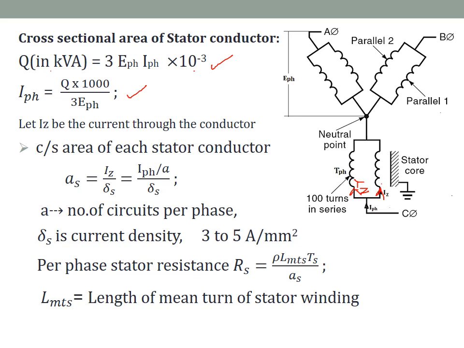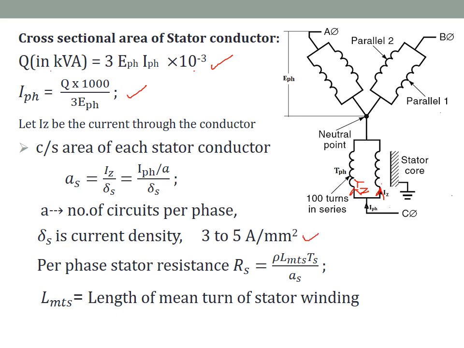Okay, this is also IZ. Now depending upon the current through the conductor, we have to calculate the cross-sectional area of the conductor. So AS, the cross-sectional area of the conductor, is equal to IZ by delta S. Delta S is the current density. So IZ is equal to IPH divided by AA, the number of parallel paths. Now delta S we can assume 3 to 5 ampere per mm square.